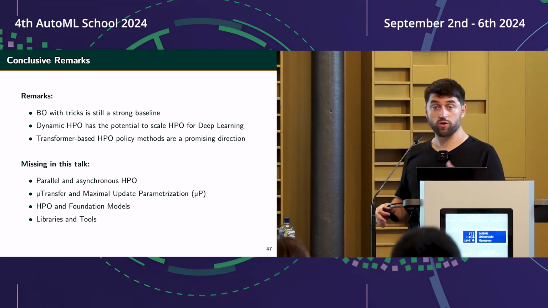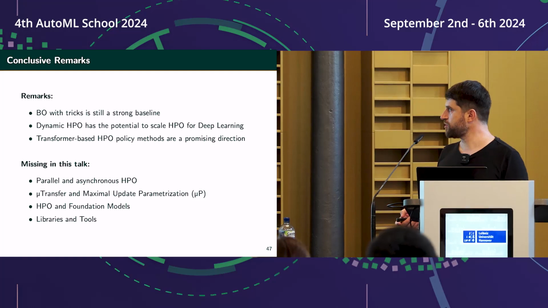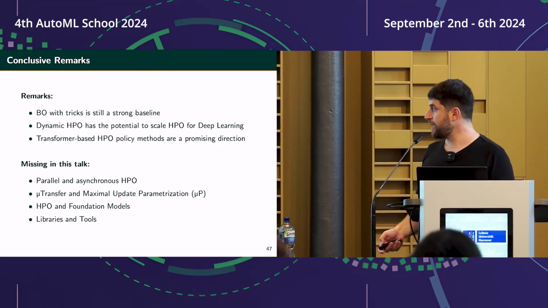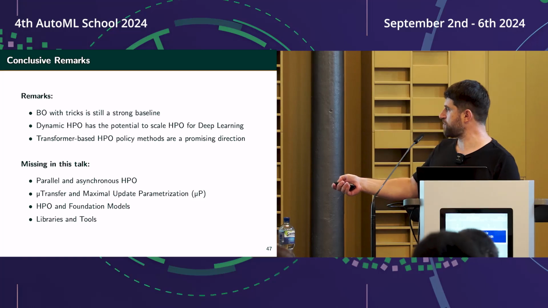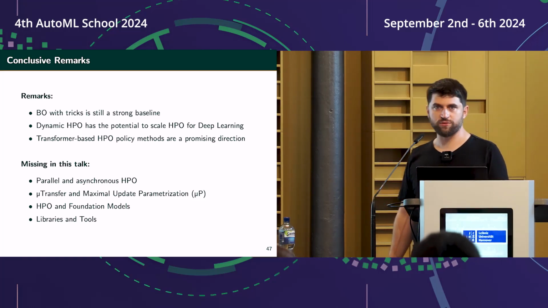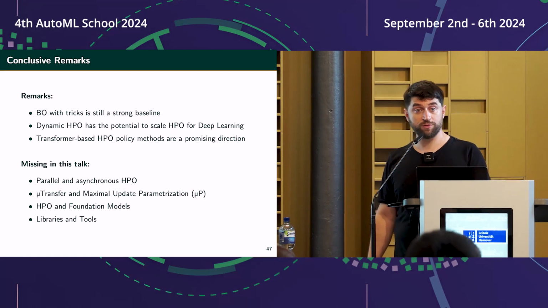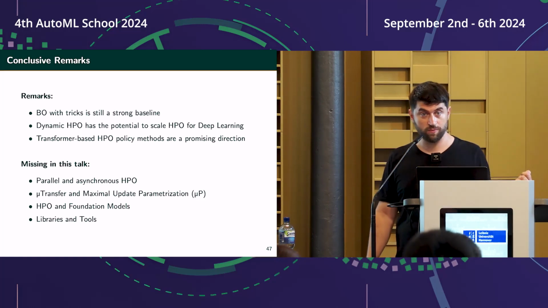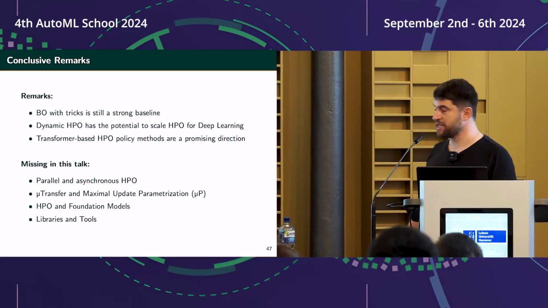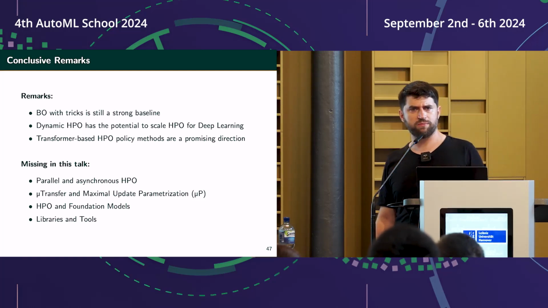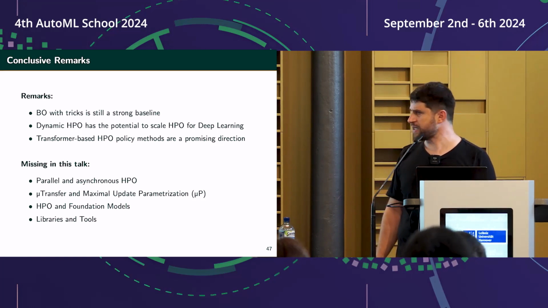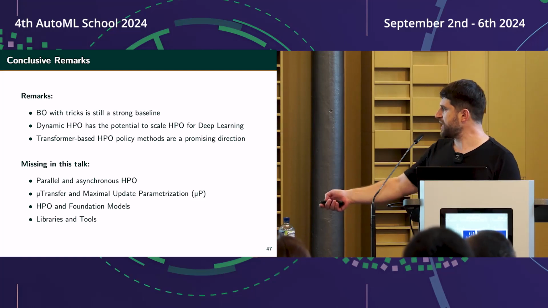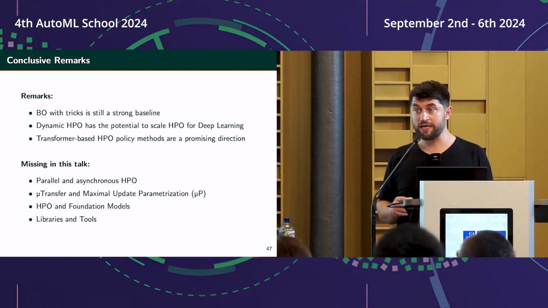What is missing in this talk, which is also very important and recent, is parallel and asynchronous hyperparameter optimization. The very promising direction of mu transfer and maximal update parameterization. HPO and foundation models on both angles, HPO for foundation models and foundation models for HPO. You have both those aspects, but there is a very interesting talk tomorrow by Frank Hutter on AutoML and foundation models that I would recommend you attend. And I did not mention libraries and tools.